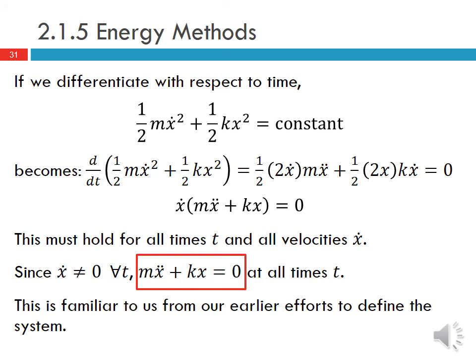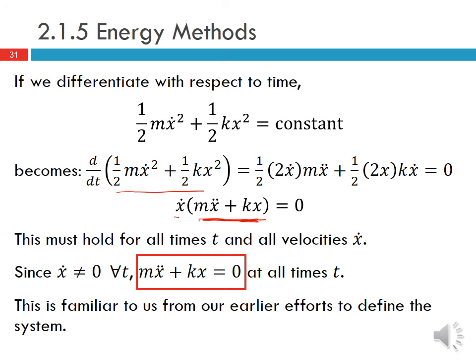Now, if we differentiate with respect to time, this derivative becomes this expression, so we end up with x dot times (m x double dot plus kx) equal to 0. And this must hold for all times t and all velocities x dot. So it must always be true. Since x dot is not always equal to 0, this term must always be equal to 0. So for every time, m x double dot plus kx is equal to 0 at all times t.